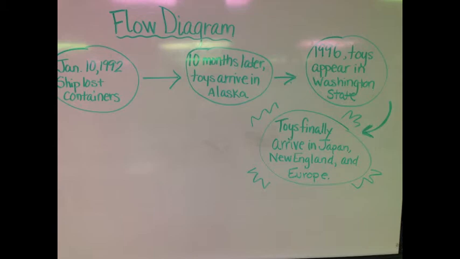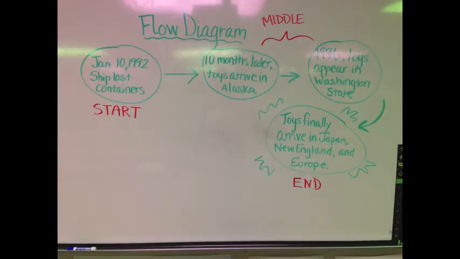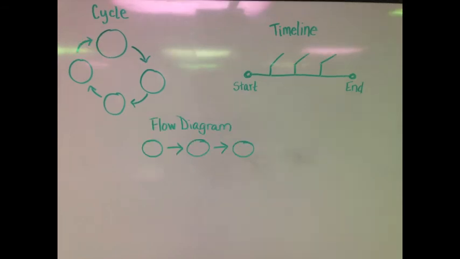So let's review. I have beginning information, middle information, and ending information. Awesome! Well, 4th graders, here is my completed flow diagram. I was able to organize my information according to time in only a matter of minutes. Now, you should be able to create your own cycle chart, timeline, or flow diagram with ease.